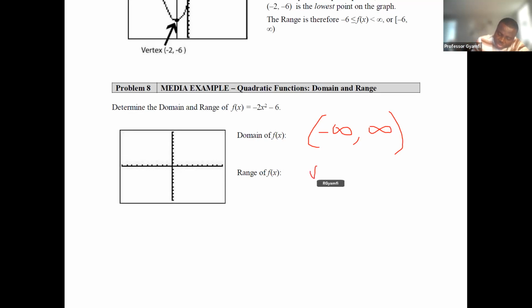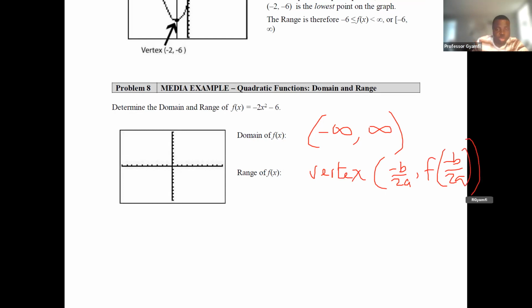Now remember, to find the vertex, you have x is negative b over 2a. And then whatever you get, you put it in your function. Okay? So, let's keep going. Now, with this function, what is a? A is negative 2. What is b? We don't have a b, so b is 0. And what is c? We don't need a c, but let's just write it down, negative 6. Remember, ax squared plus bx plus c.